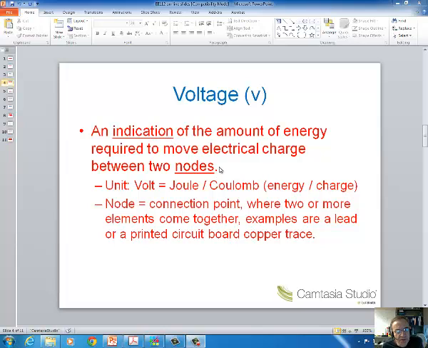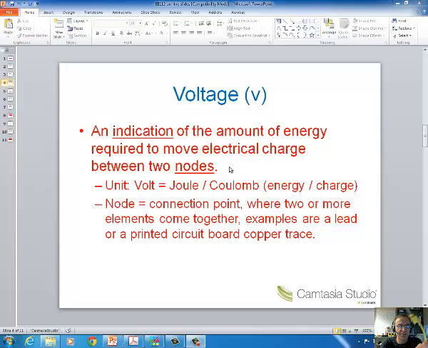And then another important word here in the definition is node. A node is simply a connection point where two or more elements are connected together in a circuit. So a couple of examples, leads, such as this one here.